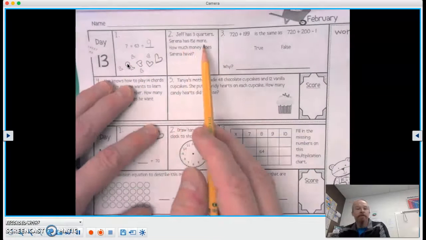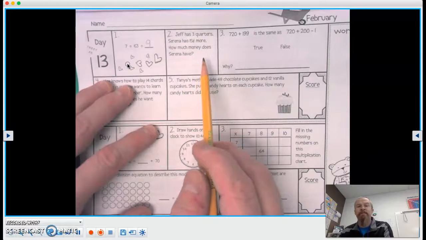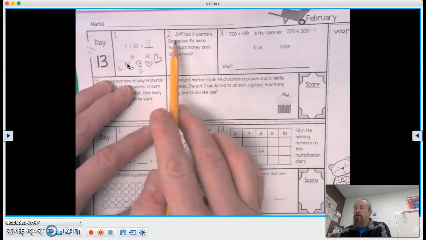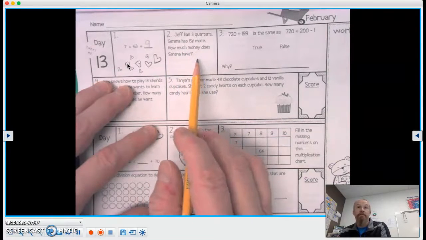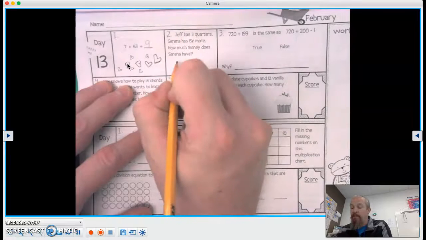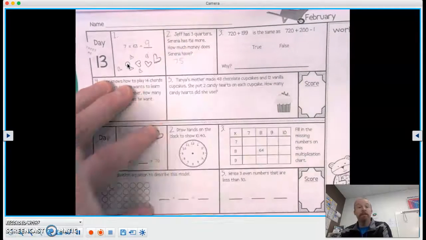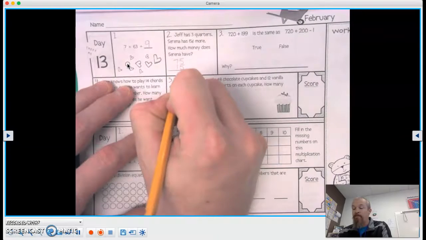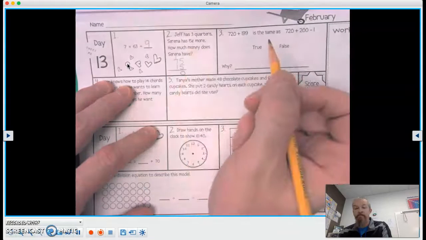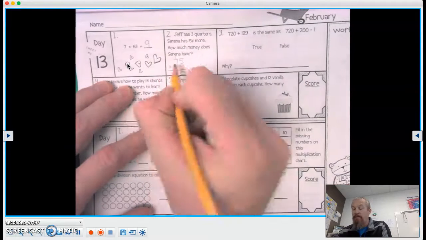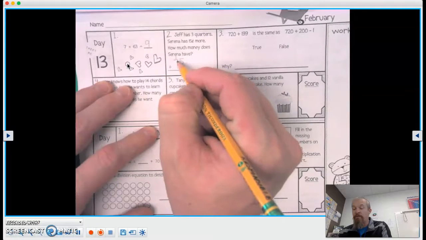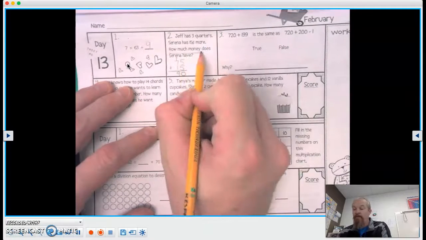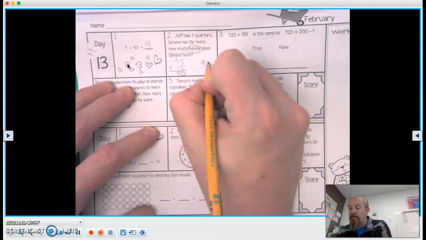Number 2, Jeff has 3 quarters. Serena has 15 cents more. How much money does Serena have? So the 3 quarters, 25, 50, 75. So Jeff has 75 cents. Serena has 15 cents more than him. 5 plus 5 equals 10. Put my plus sign there. 7 plus 1 plus 1, so 7, 8, 9. How much money does Serena have? She has 90 cents.